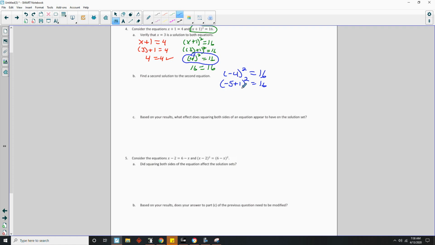So negative 5 plus 1 is negative 4. Okay. So there's my other solution, negative 5. Negative 5 plus 1 is negative 4. Negative 4 squared is also 16. So my answer is x equals negative 5.